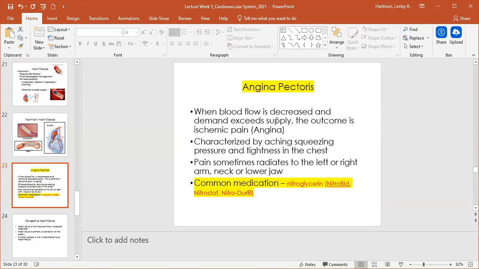I think I said that funny. Let me say it again. So when blood flow is decreased and the demand exceeds the supply. Maybe I said that already. My brain just kind of checked out for a second.